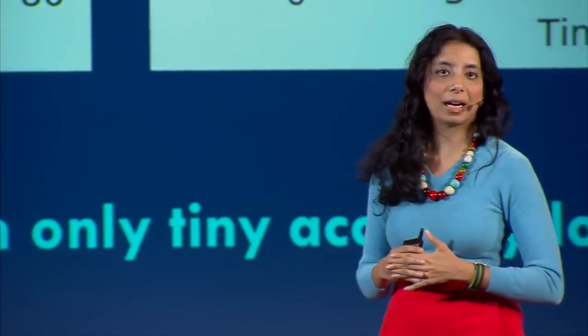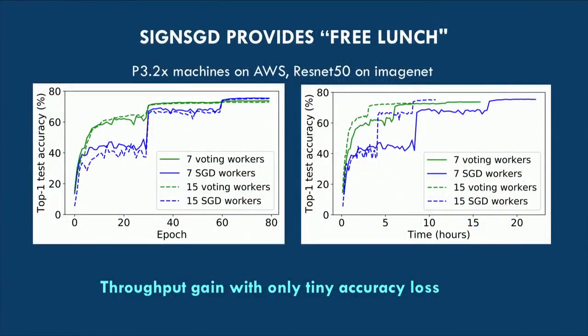What we found in our recent experiments was that you have almost no loss in accuracy. On ResNet-50 on ImageNet, we see that the test accuracy, both at 7 workers and 15 workers, is almost the same in the end. But when you look at the time, when you look at the throughput, you get a gain with signSGD. At 7 workers, it's about 30%. At 15 workers, it's about 25%. So you can now have lower communication costs and still not lose in terms of accuracy.